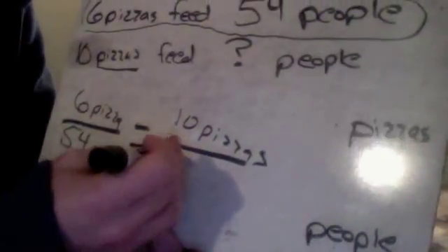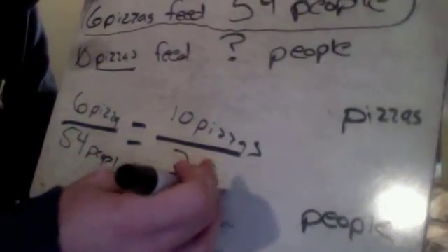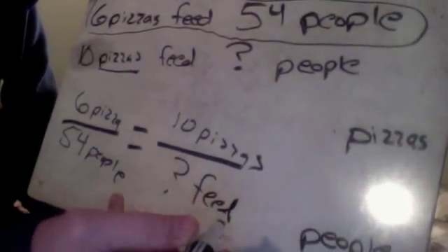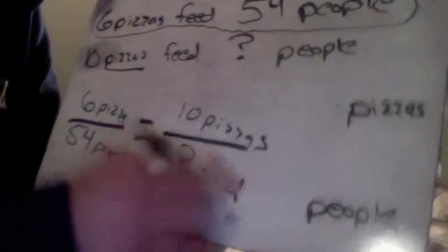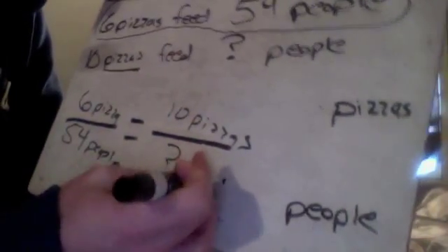And then we don't know how many people that's going to feed. So this is going to help us decide how many people maybe we should have over to whatever we're doing. Okay? People. Alright.